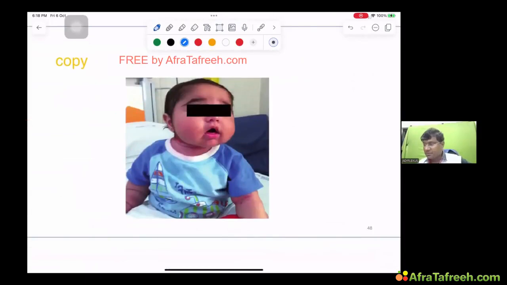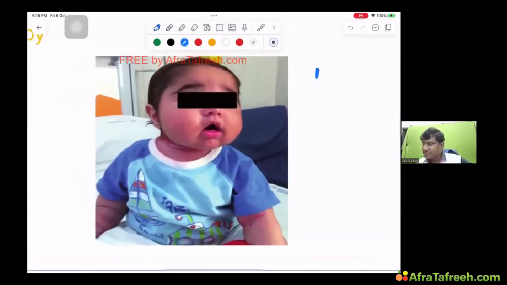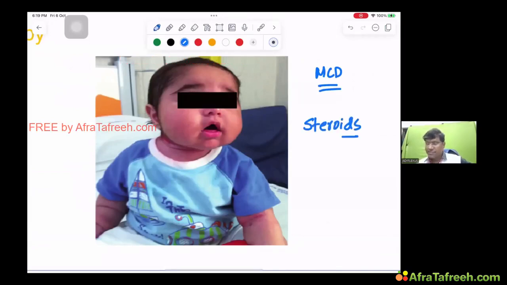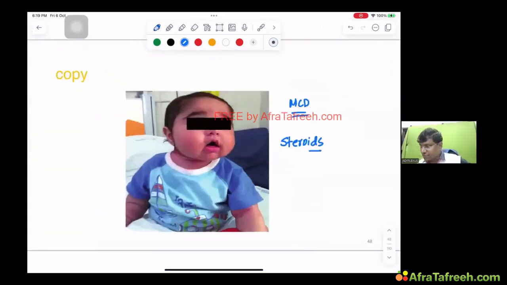Can anyone tell me what exactly, this is a patient with minimal change disease. What do you think the problem of this patient is? Jacob, what is the problem? Yes, very good. So this patient is on long-term steroids and developed Cushingoid appearance.